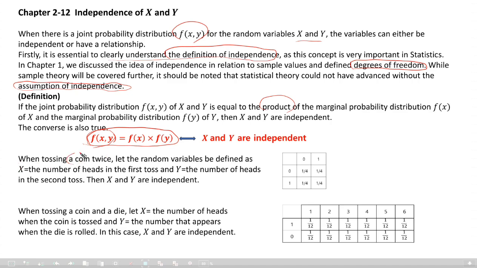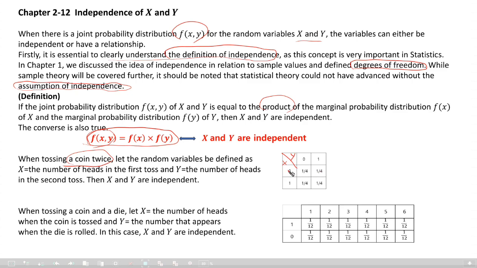When tossing a coin twice, let the random variable X equal the number of heads in the first toss and Y equal the number of heads in the second toss. Then X and Y are independent. Conceptually, you know X and Y are independent. But in statistics, how do we define independence of X and Y? This one is X, this one is Y. X takes 0, 1, Y takes 0, 1. The joint probability of each cell, each case, is 1/4.